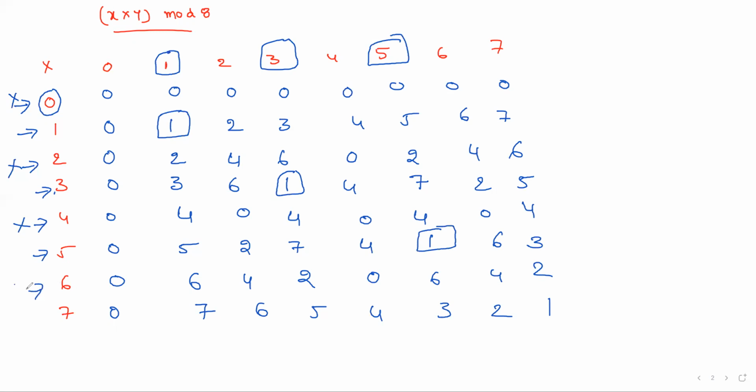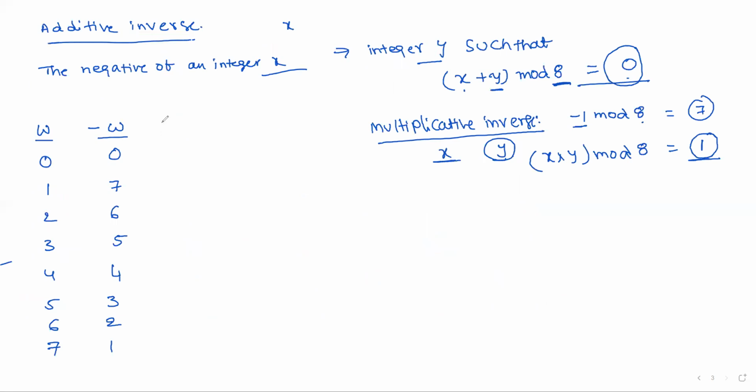For 6, no 1 is present. For 7, 1 is present at this position, so this is the multiplicative inverse. Simply scan the row where it contains 1, and the corresponding column becomes the multiplicative inverse. It is represented as W inverse. For 0, there is no multiplicative inverse. For 1, 1. For 2, there is no multiplicative inverse. 3, we already discussed. 7.